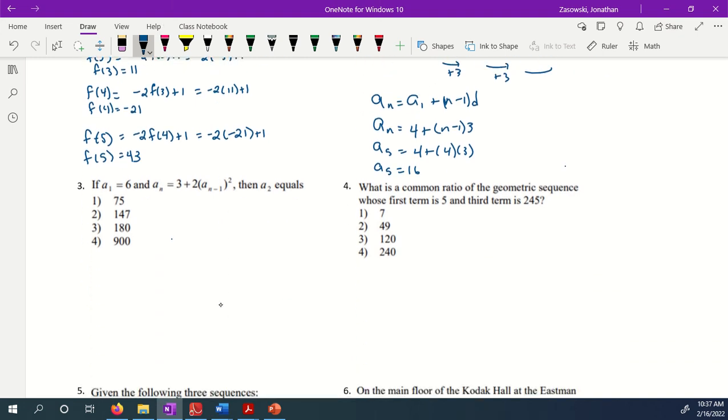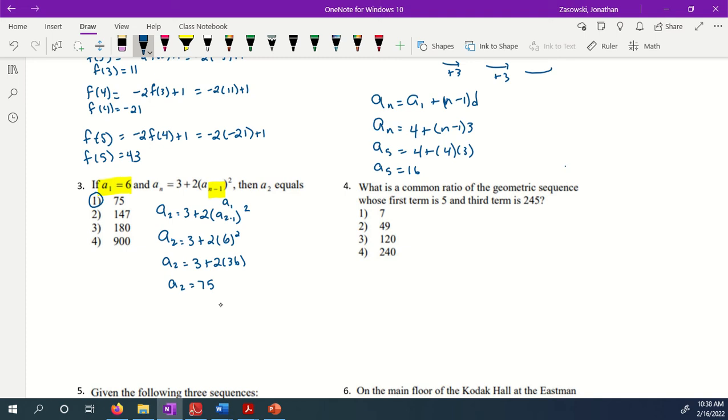Okay, this, once again, has the n minus 1 in it. So remember that means that it has a first term and an n minus 1. That is a recursive function again. So if we want to get a2, we're going to have to take 3 plus 2 times a2 minus 1, this is a1, squared. So a2 is equal to 3 plus 2 times a1, which is 6, squared, 36, right, times 2. That's 72 plus 3, so that's 75.